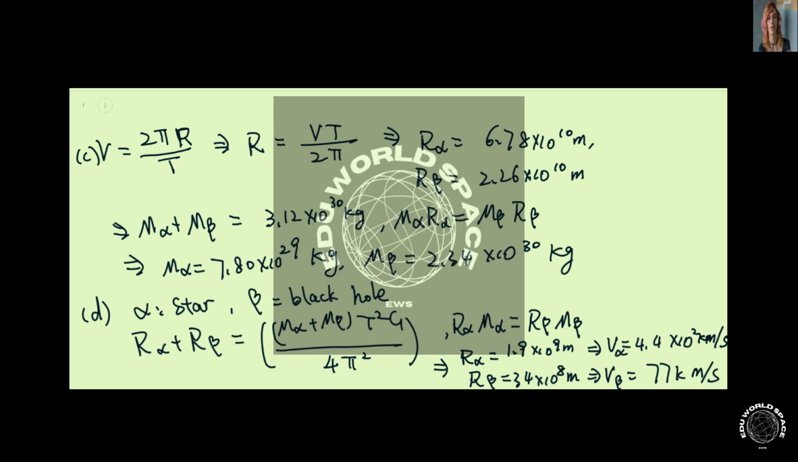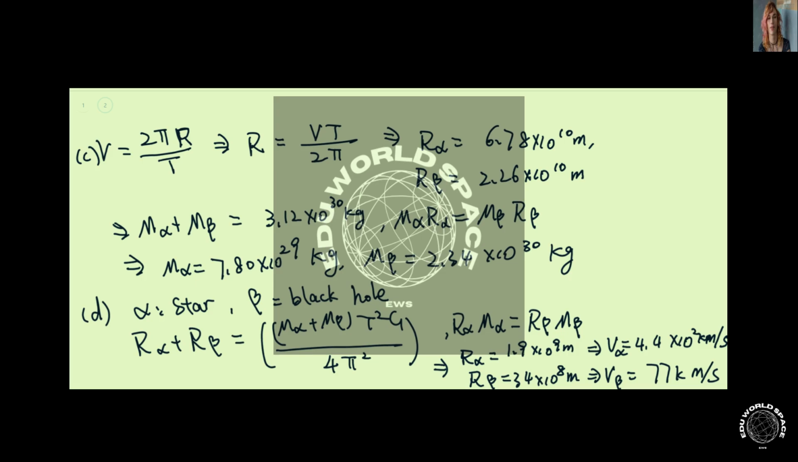So for question 3, we know the velocity and we know the period. So we have this equation that velocity is equal to the circumference 2 pi r divided by the period. So we can find the radius of the two stars. We plug in the numbers, and we have the values of r alpha and r beta.